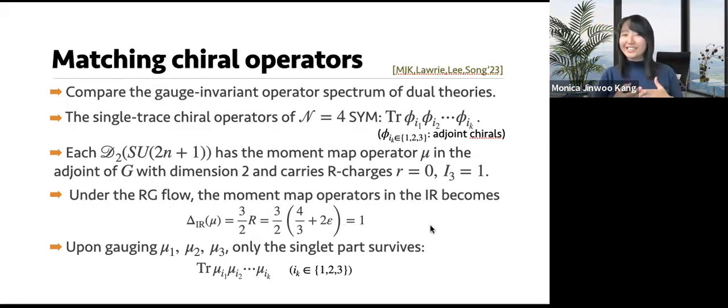So upon gauging, now mu_1, mu_2, mu_3, because there are 3 copies of the D2 SU(N)s. Now only the singlet part will survive, so we can just get this particular thing that'll be matched explicitly coming from this in the N=4 super Yang-Mills.